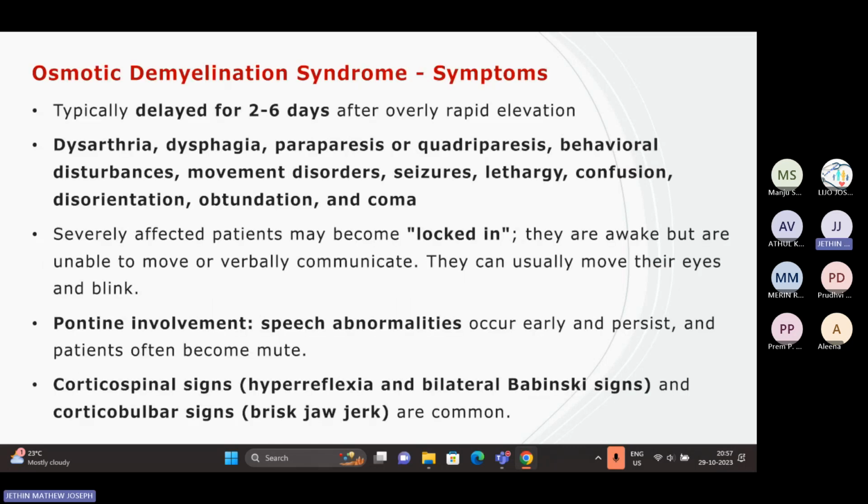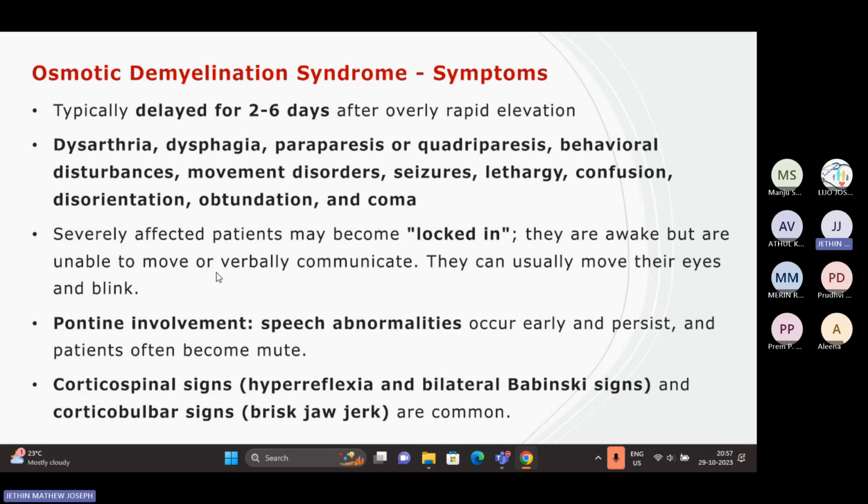So coming back to osmotic demyelination syndrome. As I mentioned earlier, the symptoms are delayed for 2 to 6 days after overly rapid elevation. Symptoms can include dysarthria, dysphagia, paraparesis, quadriparesis, behavioral disturbances, movement disorders, seizures, lethargy, confusion, disorientation, obtundation, coma. And severely affected patients can become locked in, that is, they are awake but are unable to move or verbally communicate.